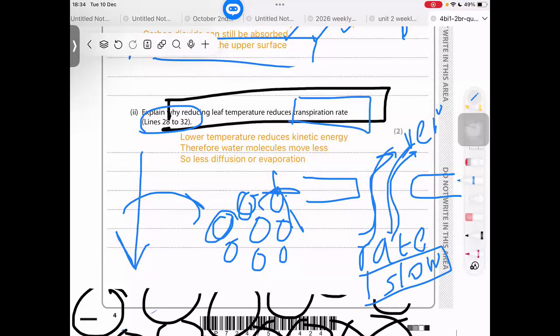Not only transpiration rate, it can also reduce the rate of photosynthesis. Why? Because carbon dioxide molecules also have very little kinetic energy, right?